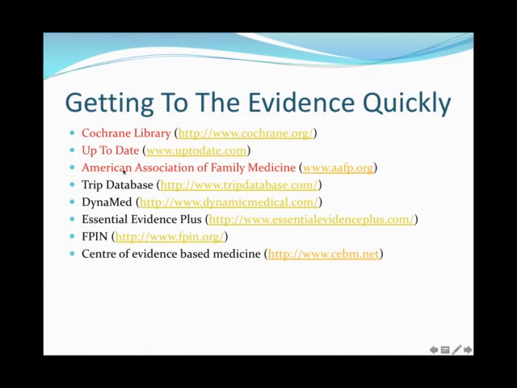And DynaMed is similar to UpToDate, where you can type in any topic, and I'll show you this, but you can type in any topic like treatment of gout or treatment of diabetes, and it will give you a summary of the evidence and say, okay, this is exactly what you should do based on this evidence. American Association of Family Medicine, they have a lot of different algorithms. Like if you want a big topic, like COPD or anemia, like what are the different differential diagnoses of anemia, and what tests should we order, things like that, just bigger topics.